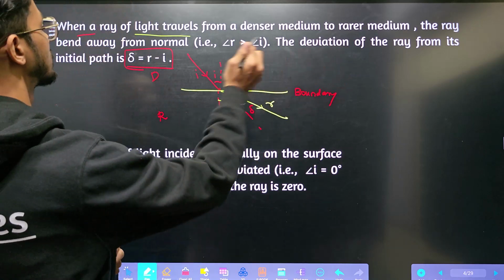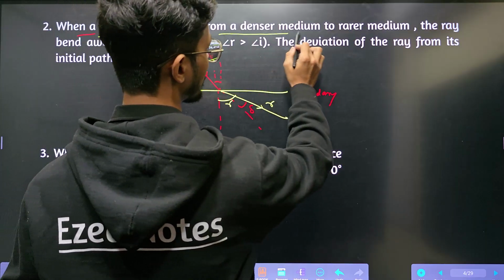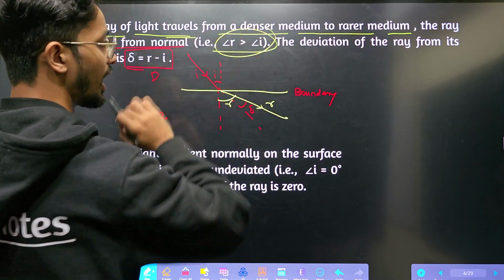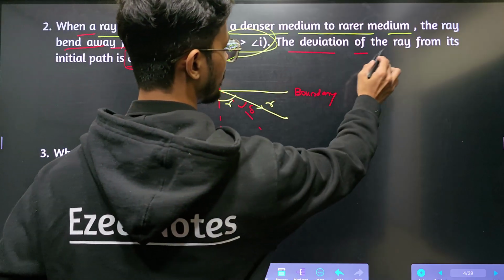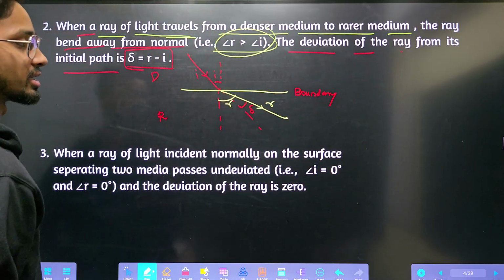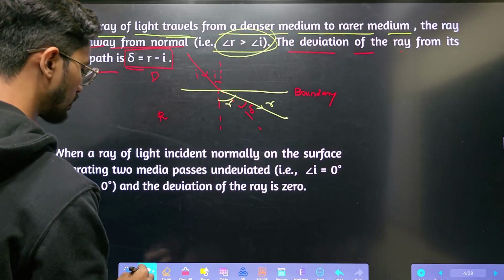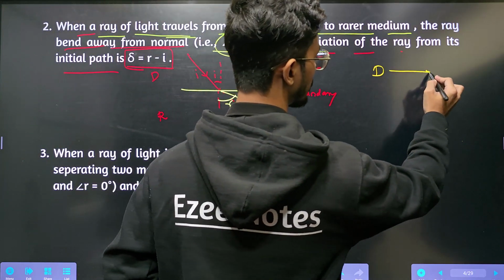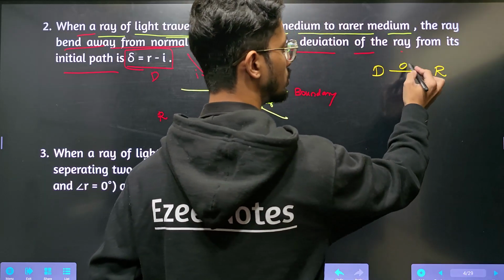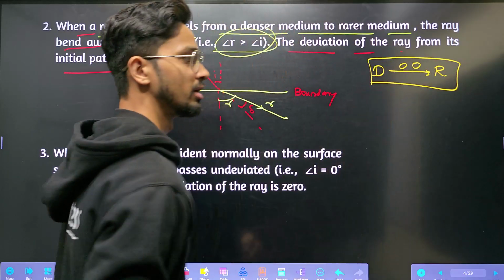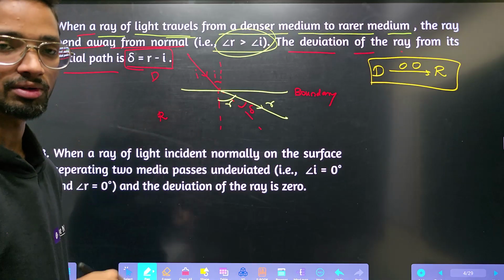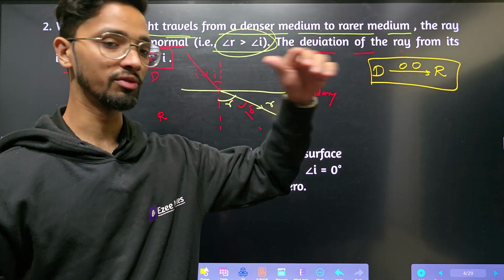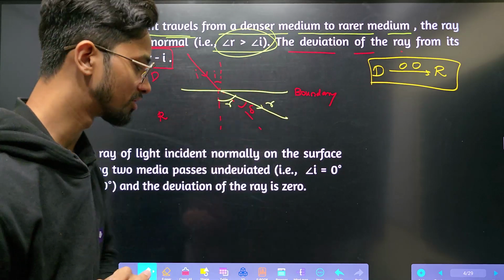So when the ray of light travels from denser medium to rarer medium, the ray bends away from the normal, that is r is greater than angle i. The deviation of the ray from its initial path is delta equal to r minus i. So how can you remember? Simple. Denser to rarer, it means d for away from normal. If you remember one, the other one will be easier.